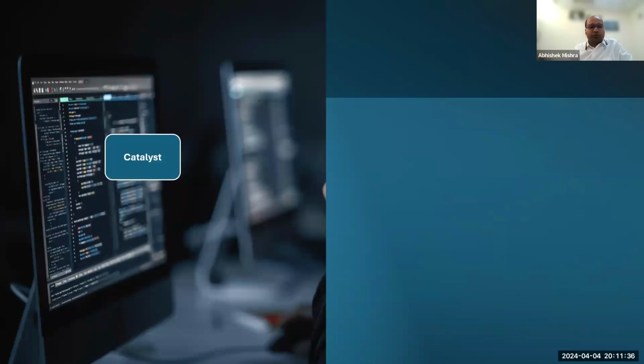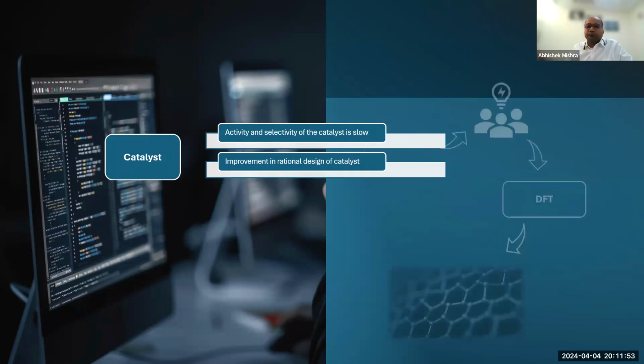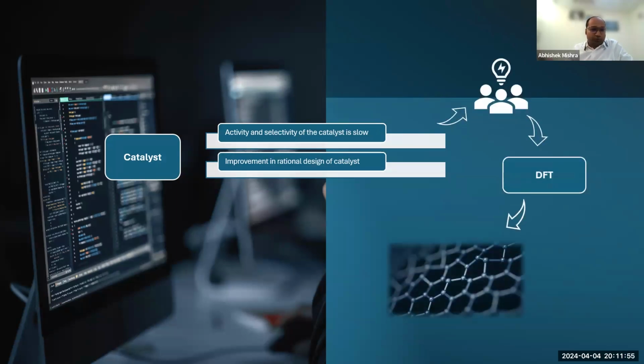So here comes the role of computations. Actually, we have to design the catalysts, and the major issues in the catalyst domain are activity and selectivity, and we have to work towards improvement in the rational design of catalytic systems. One of the most accurate techniques, as I will be defining, is DFT, where we work with the ab initio approach, and that helps to understand the surface phenomena at the atomic level, and we will be mainly using DFT calculation results in this presentation.